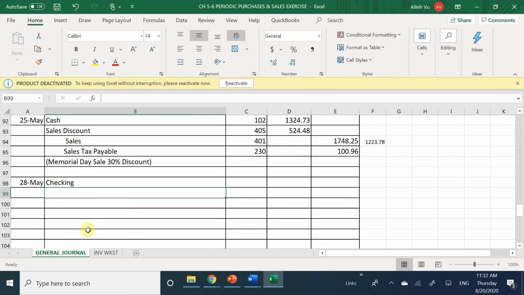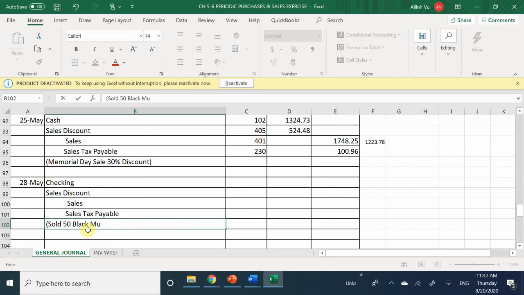We need to recognize another thing. What else do we need to recognize? Sales discount. Yes, because we're personally giving him this discount. It's not an allowance. It's going to be a discount, because he's not returning anything, we're offering this discount to him. All right, and what else do we need to recognize here? Sales and sales tax payable. Yes, right. We still need to charge him for the tax, even though we give him a discount. And I'm going to go ahead and say, sold 50 black mugs at 10% discount.